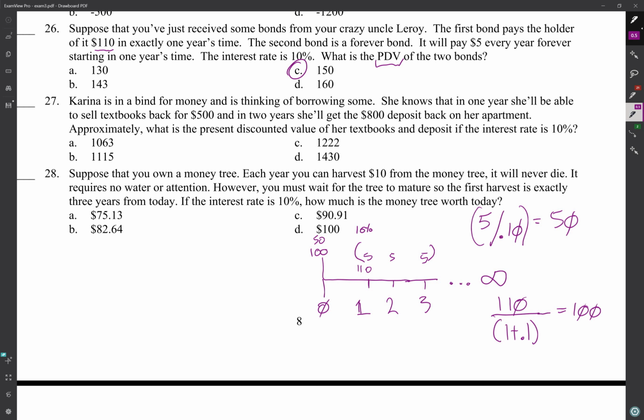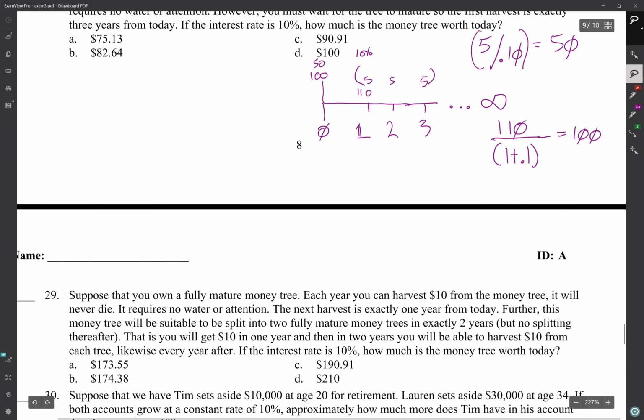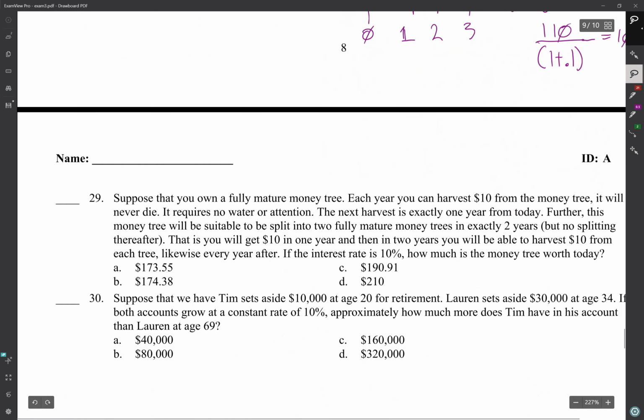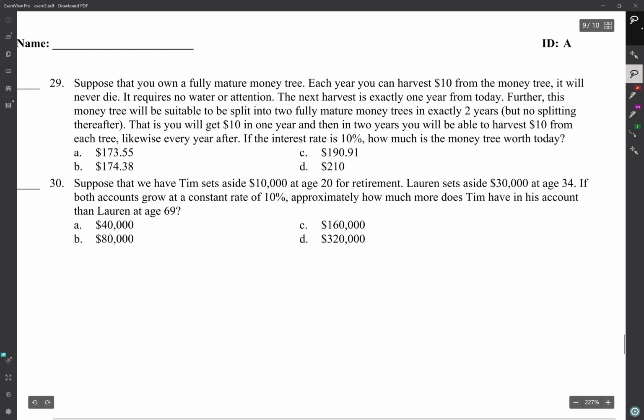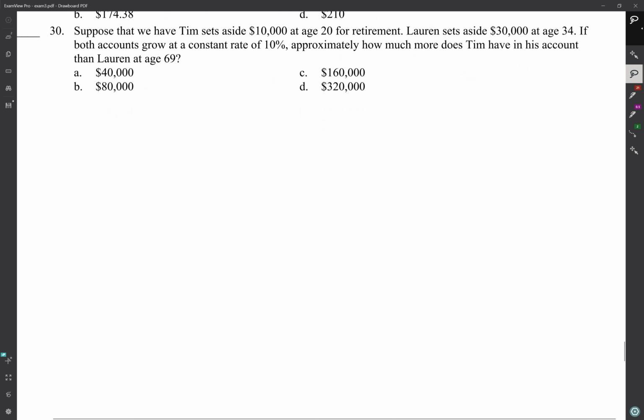Okay, all right. So let's do another type. So let's see here. Let's do number 30.